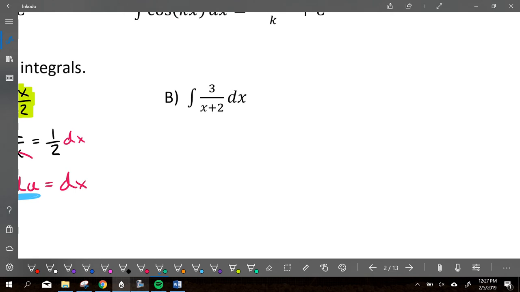Letter B. Let's try it again. All right? It's a little bit funky. We've got to get used to it. Right now, we're doing this for like 2 weeks, so don't be scared just because the first one was weird. We're integrating 3 over x plus 2. I would always suggest in these problems pulling out a constant if you have one. Do you have a constant in this one? 3. I'm going to pull it out in front. So I'm just going to rewrite this problem as 3 times the integral of 1 over x plus 2 dx.